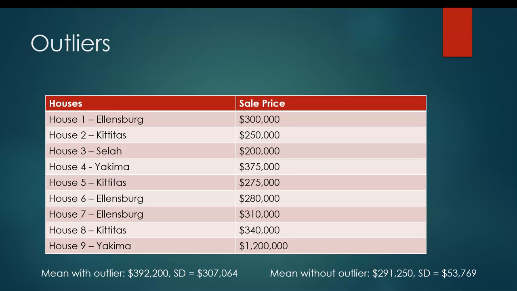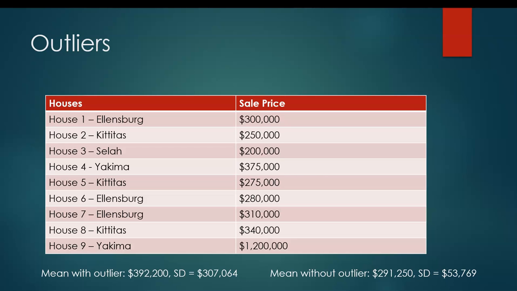It has an impact on the mean. It draws the mean up by $100,000 across the other 8 houses. And it also impacts the standard deviation because it's accounting for so much variance and subsequently a broader standard deviation because it's really throwing things off.